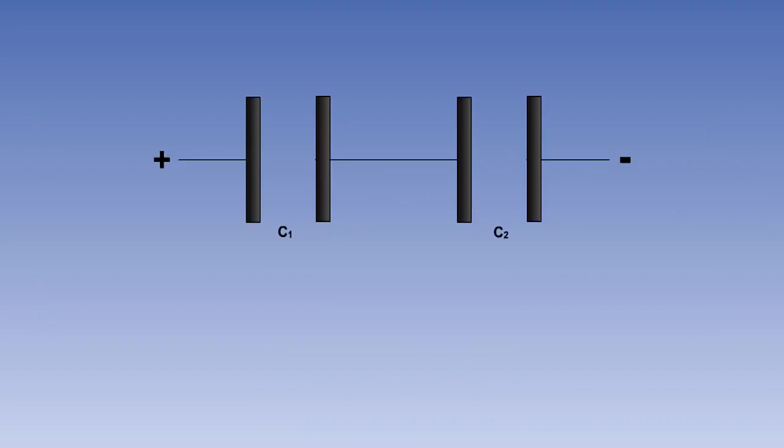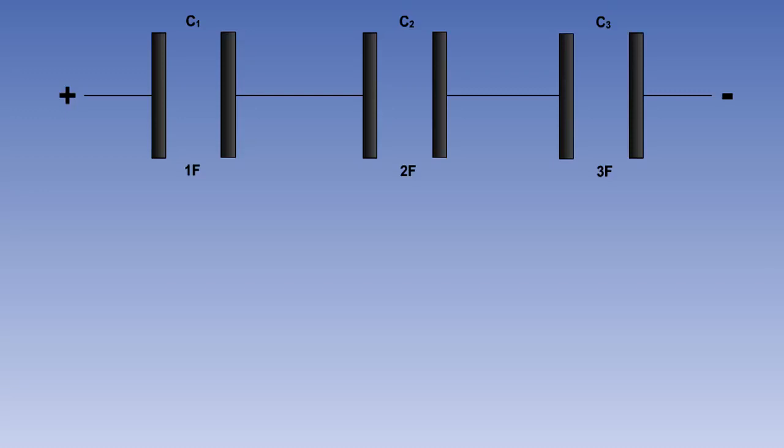When capacitors are connected in series, the distance between the plates is effectively increased, and therefore the total capacitance is decreased. The total capacitance is found by using the same formula that we used for resistances in parallel. So, 1 over the total capacitance is equal to 1 over capacitance 1 plus 1 over capacitance 2, and so on.